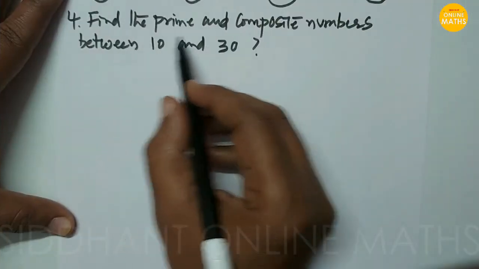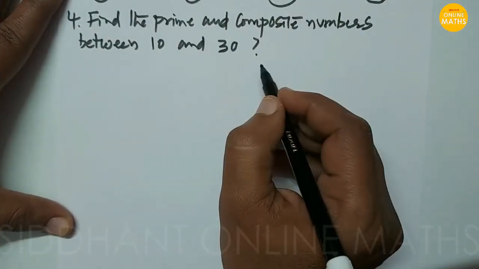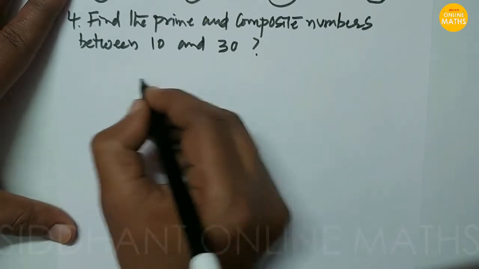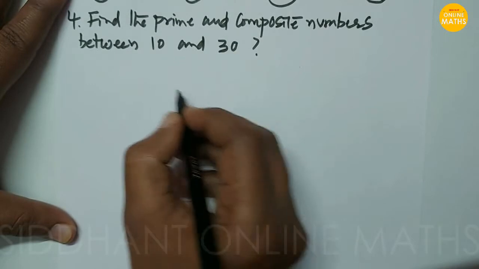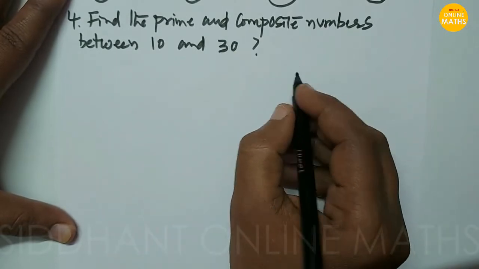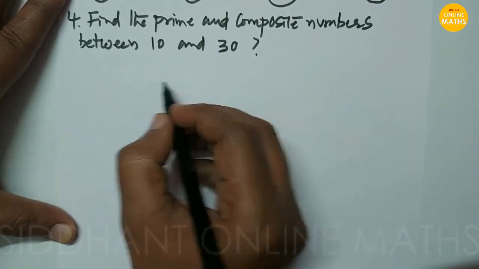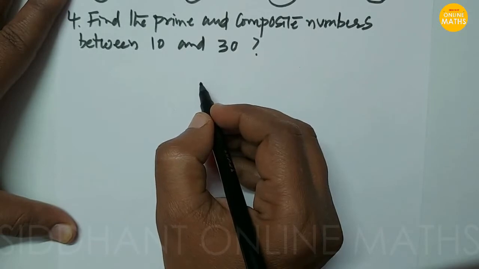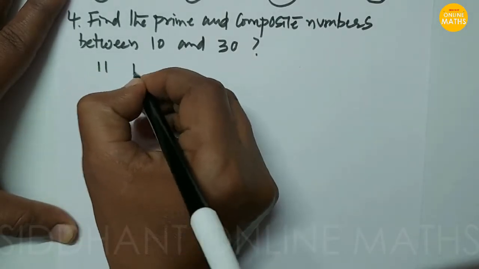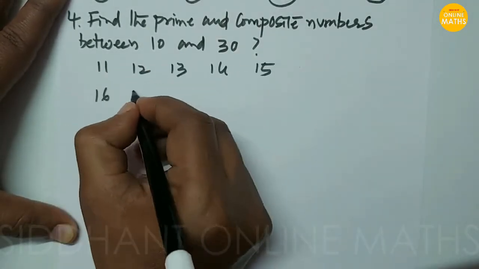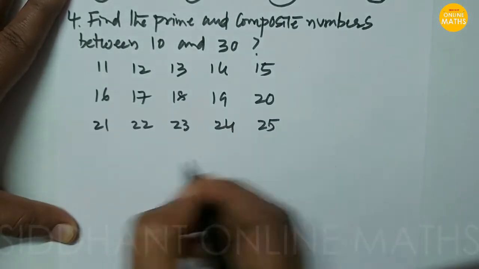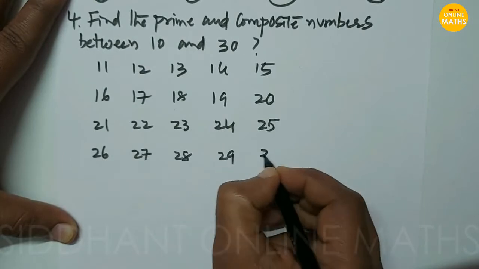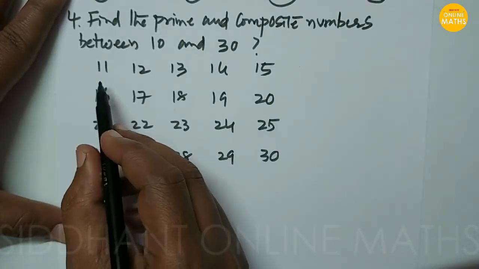Fourth problem: find the prime and composite numbers between 10 and 30. So here we are going to write the numbers from 10 to 30. After that we will separate the composite numbers here. Then we are going to see the prime numbers. So these are the numbers from 10 to 30.